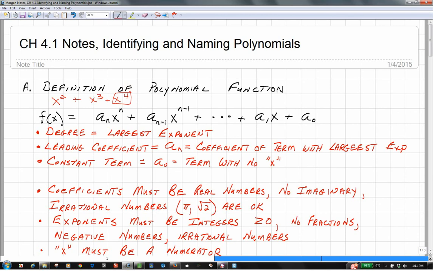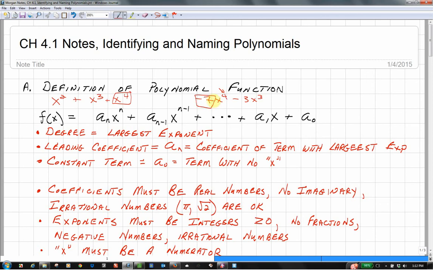So if this x to the fourth was actually something like a negative 7x to the fourth minus 3x cubed, this is the largest exponent right here, so that is the degree 4. The leading coefficient would be the minus 7. It's whatever the coefficient is on the term with the biggest exponent.